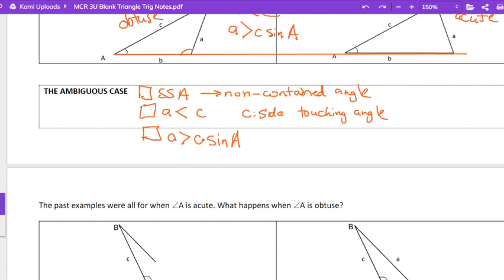The ambiguous case, I think of it this way. There's an angle that's not an SAS sandwich, right?